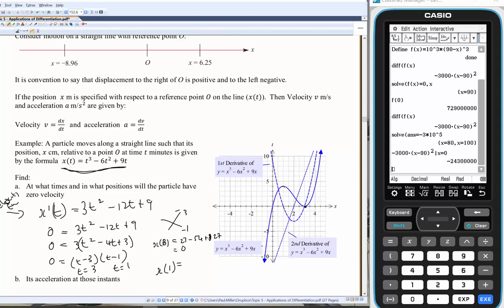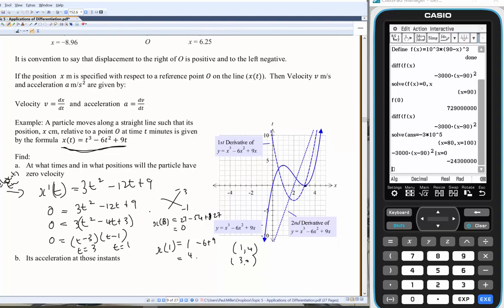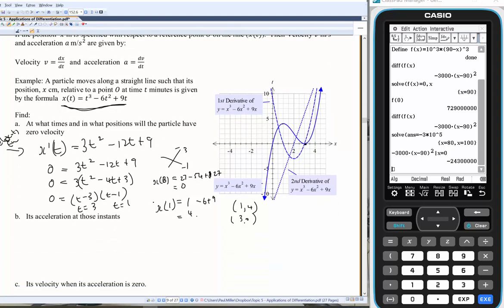The answer should be 4 by the looks of it. Let's check it out. 1, take 6 plus 9 equals 4. Okay, so the coordinates are going to be 1, 4 and 3, 0, okay, which were reflected in the graph. All right, what we want to do is note the acceleration at those instances, okay?